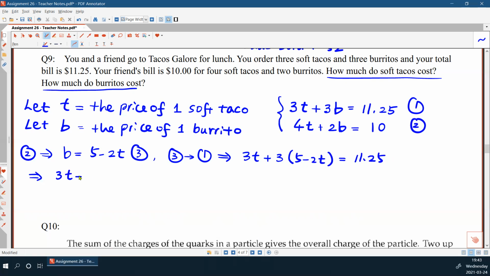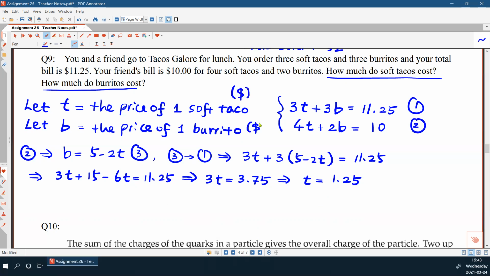Okay, so let's further simplify this. 3T plus 15 minus 6T equals 11.25. Okay, so this will give us 3T equals 3.75. Okay, so this will give us T is 1.25, right? This is a unit price of soft taco. Okay, the unit, of course, is dollars, right? So let's put unit here. Okay, and then this is labeled with a 4.